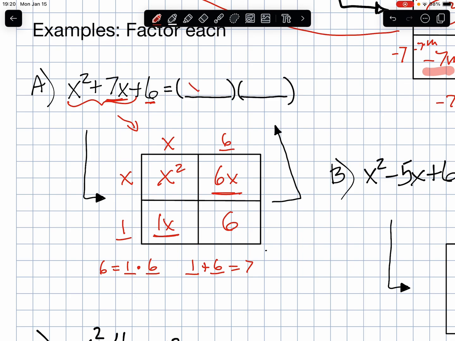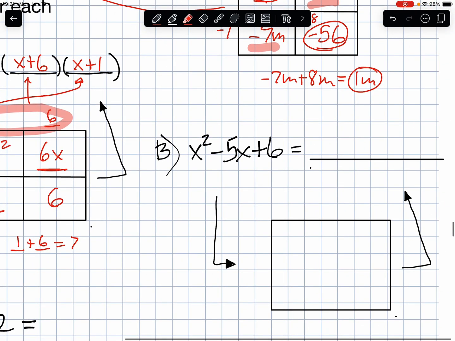So I have x plus 6 times x plus 1. All right, notice my answer was here and here, and we write those. Doesn't matter which one you put first, which one you put second in those spots. It's kind of nice when they're all plus signs in between here. That really helps simplify and factor.